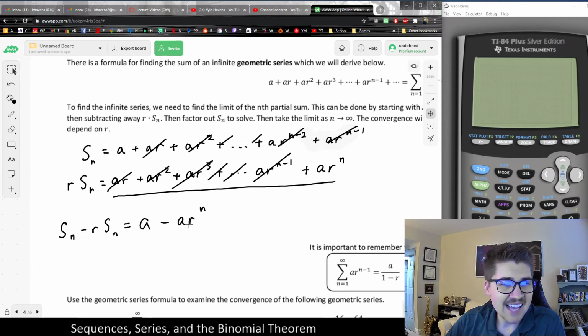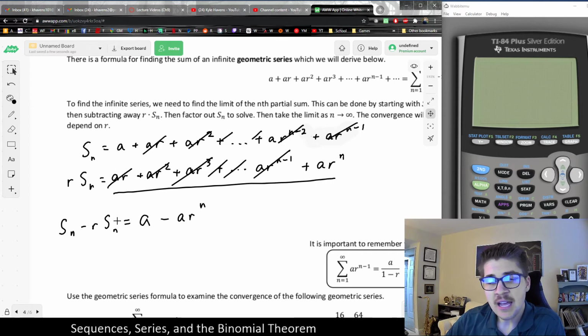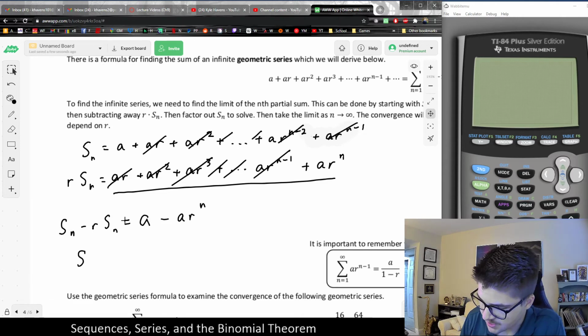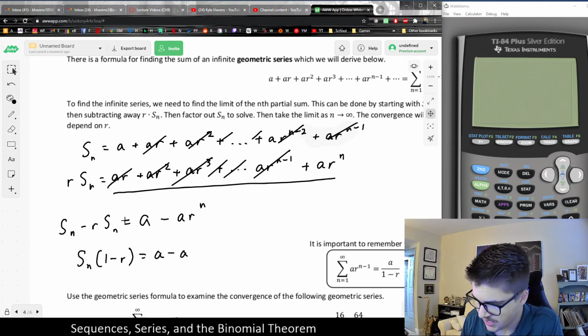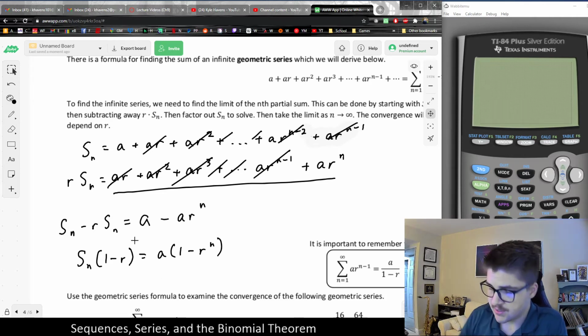Again, this is kind of strange and you might be wondering why we're doing this, but the point is we can actually solve for the nth partial sum of a geometric series, S sub n. Notice that S sub n is a common factor on the left-hand side, and if I factor that out, that would leave me with 1 minus R. A is a common factor on the right-hand side as well, which would leave me with 1 minus R to the n. And then I could solve for S sub n by dividing by 1 minus R.